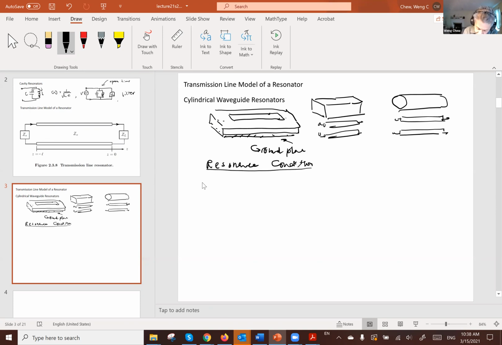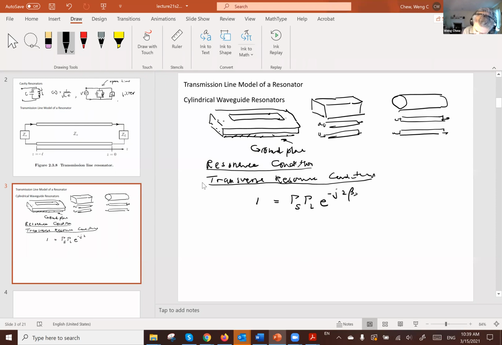And we can easily use the transverse resonance condition to derive the resonance condition, very much like we use that to derive the waveguide condition. We said that a solution may exist in this transmission line if after the wave has bounced back and forth from the two ends, and then after it has traversed the length of the transmission line with this phase factor.